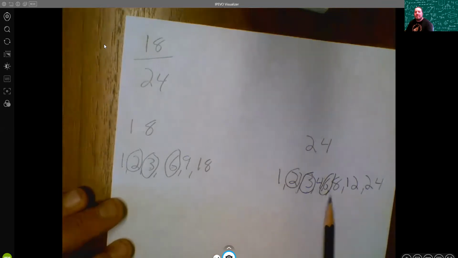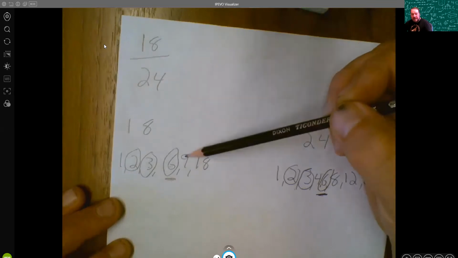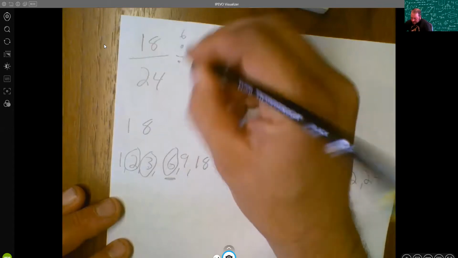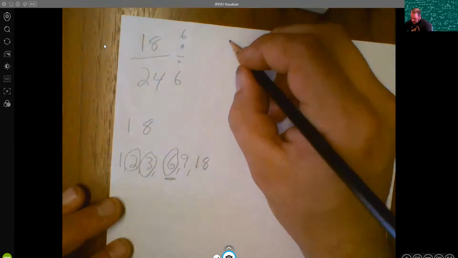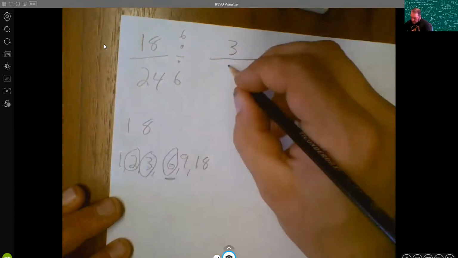Now, which number is bigger? What's the biggest number we have circled? 6. So with our greatest common factor, we can divide the numerator and the denominator by 6. Remember, we have to do the same thing at the top that we do to the bottom. 18 divided by 6 is 3. 24 divided by 6 is 4.